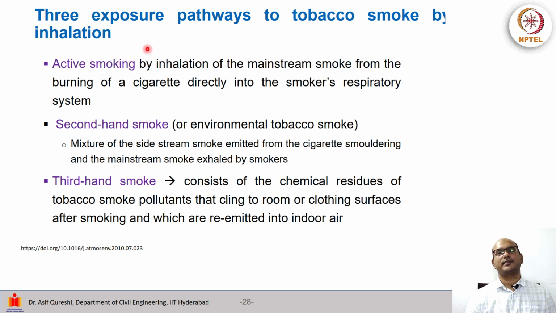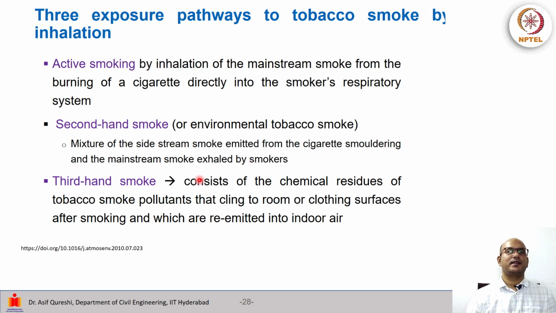Now there are three exposure pathways actually for tobacco smoke by inhalation. One is active smoking, which is the inhalation of the mainstream smoke from the burning of a cigarette directly into the smoker's respiratory system. The second pathway is second-hand smoke, or environmental tobacco smoke, which is basically a mixture of side stream smoke emitted from the cigarette smoldering and the mainstream smoke which is exhaled by the smoker.